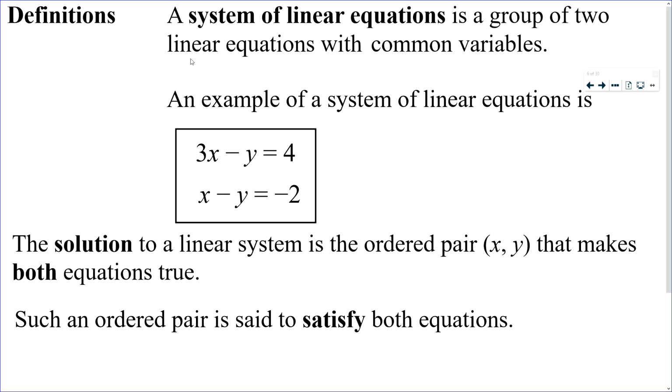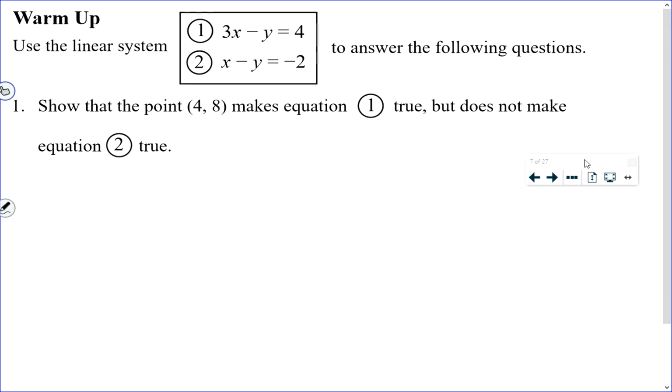And sometimes what we like to say is that that ordered pair satisfies both equations. It makes both equations true. So as a warm-up, we're going to use that system of linear equations that I've described in the definitions above to answer the following questions. First of all, show that the point (4, 8) makes equation 1 true, but does not make equation 2 true.